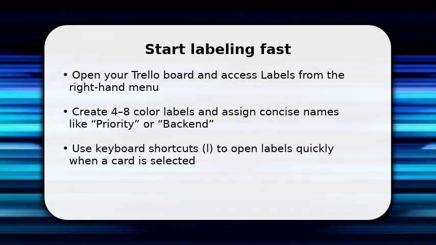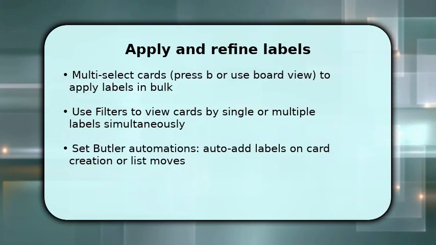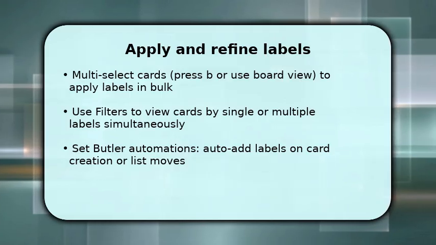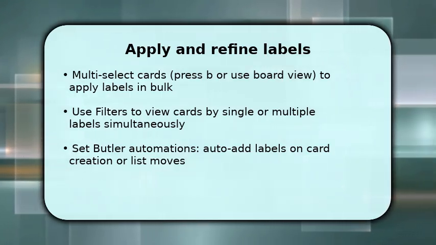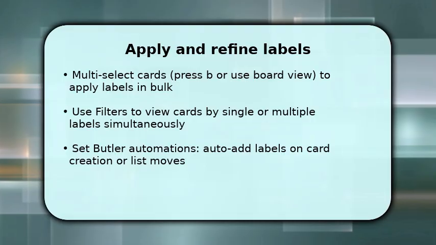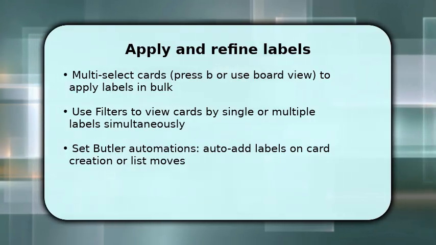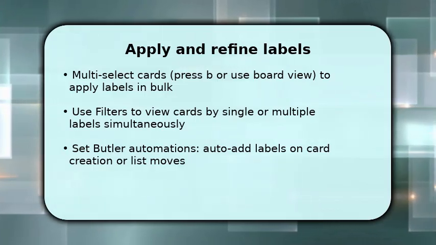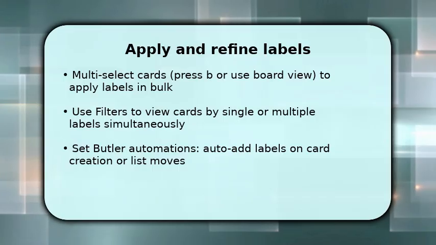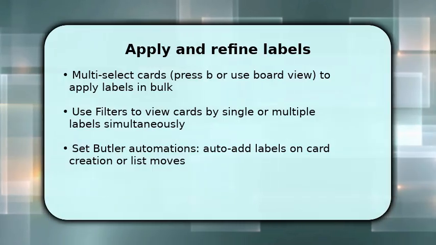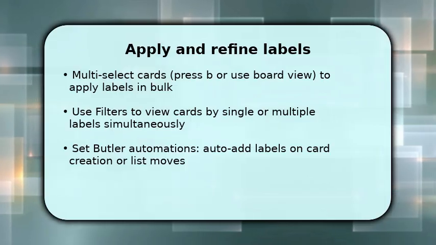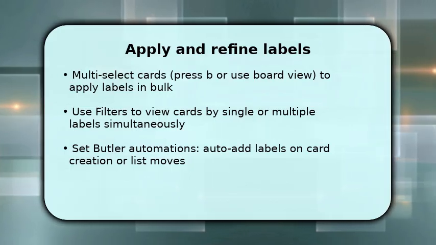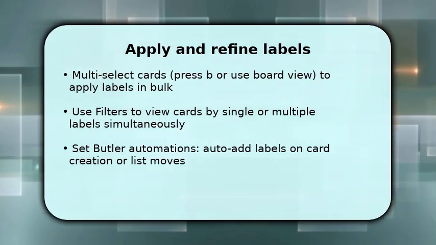You now expand usage by applying labels to many cards and refining their meaning. Select several cards and add a label in bulk to save time. This creates consistent categorization. Once labels exist, filter the board to focus on one or more labels and quickly see work streams. Also, set a Butler rule to add or remove labels when cards move lists or when checklists complete. These steps reduce manual work and keep labels accurate as tasks progress.